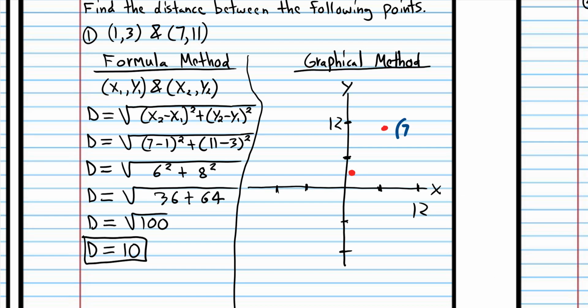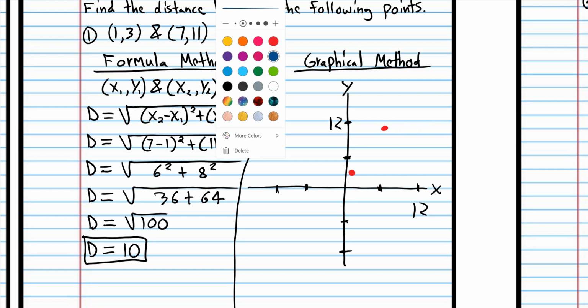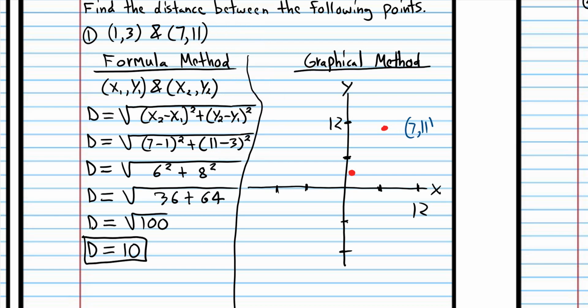And I'm going to mark those points. We got 7, 11. That's that point, and then over here we have 1, 3. So this graphical method, again, what we're going to do is we're going to draw a horizontal, and we're going to draw a vertical, and we're going to draw it right under. Whoops, sorry about that.